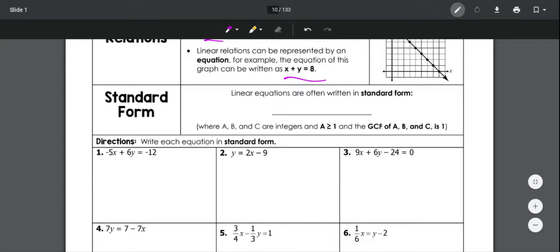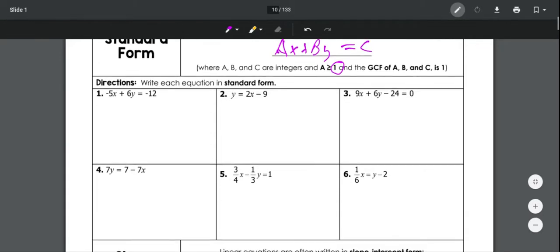Now, the standard form for writing an equation of a line is going to be ax plus by equal c. Make a note to yourself that a has to be greater than or equal to 1, meaning that in this form, the number in front of our x has to be either greater than 1 or equal to 1. So we can't have negative numbers and we can't have fractions in front of that x.